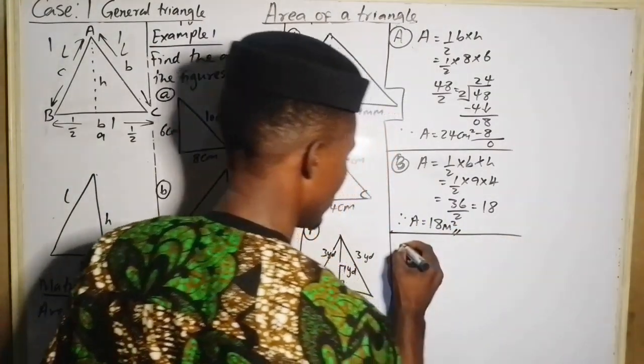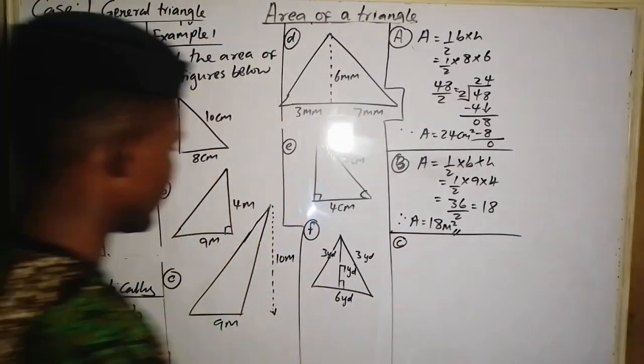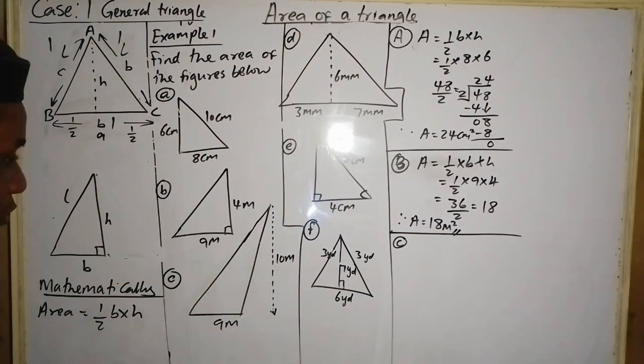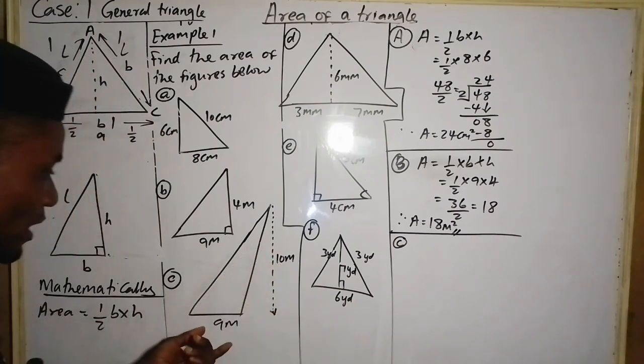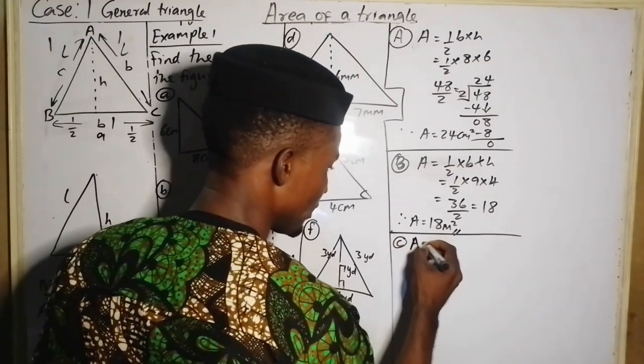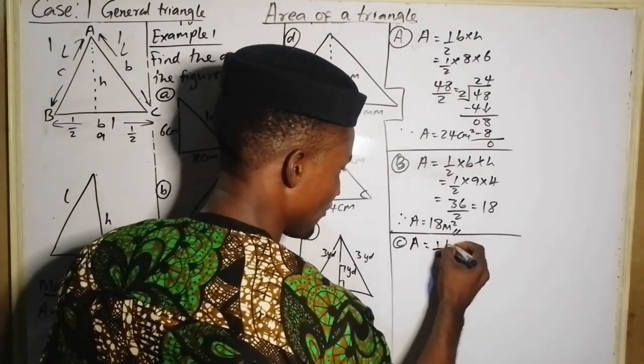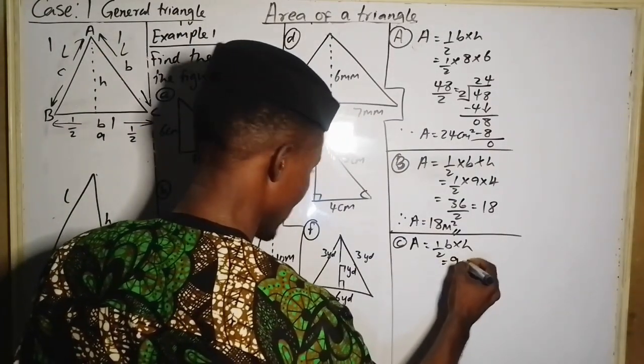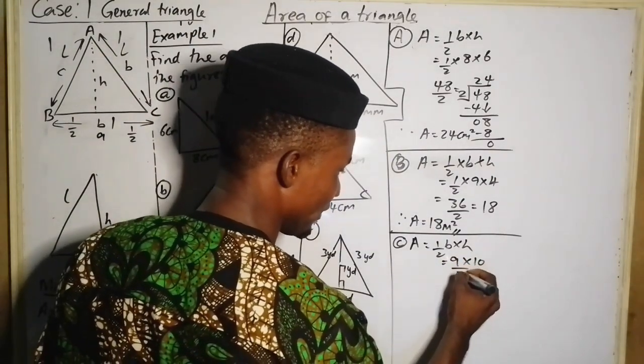Let's solve for the third question, which is C. Now take a look at this diagram. This is a scalene triangle, of which none of the sides is equal to each other. Now we are given the height already and the base. So we just go straight away and find our area. Half base times height again. We have the base is 9 and the height is 10, divided by 2.